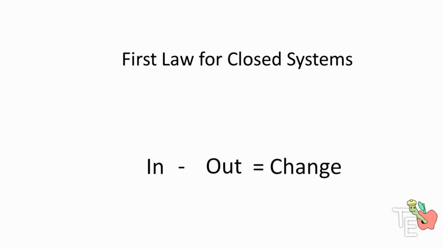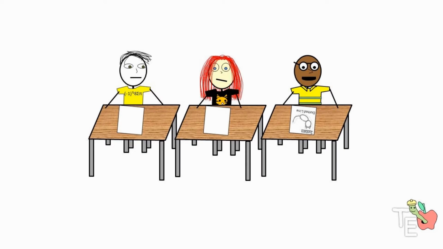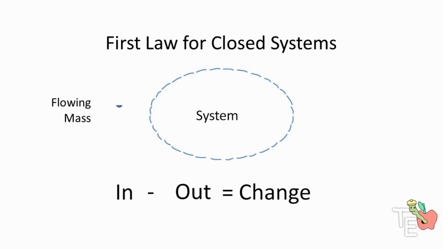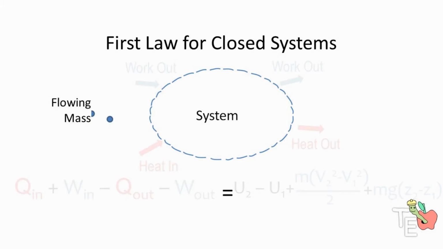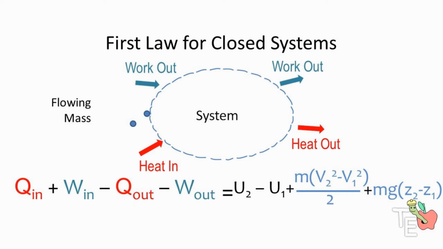What does a closed system represent? Something sealed. No, that's a type of energy, right? The correct answer: a closed system doesn't let mass in or out. Right. It's sealed. Mass is not allowed to cross the system boundary. However, energy can cross the boundary in the form of heat or work.